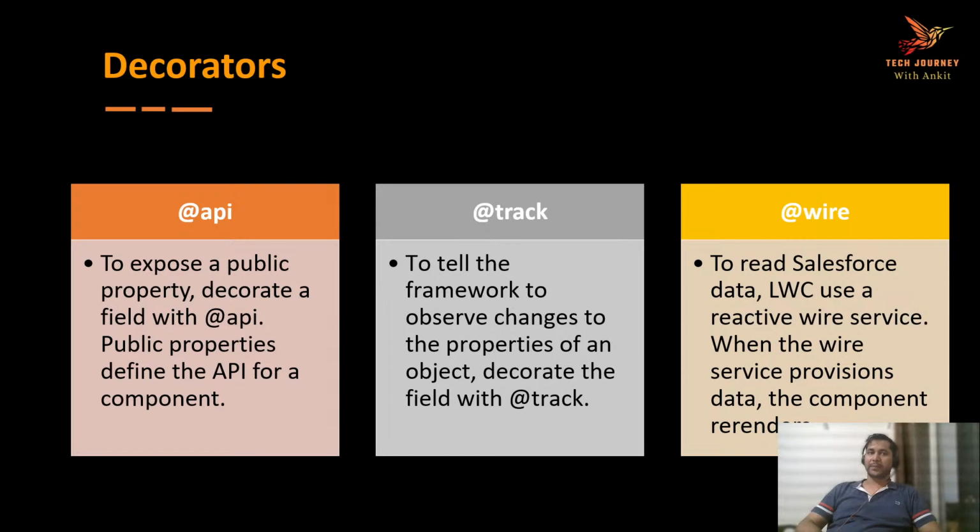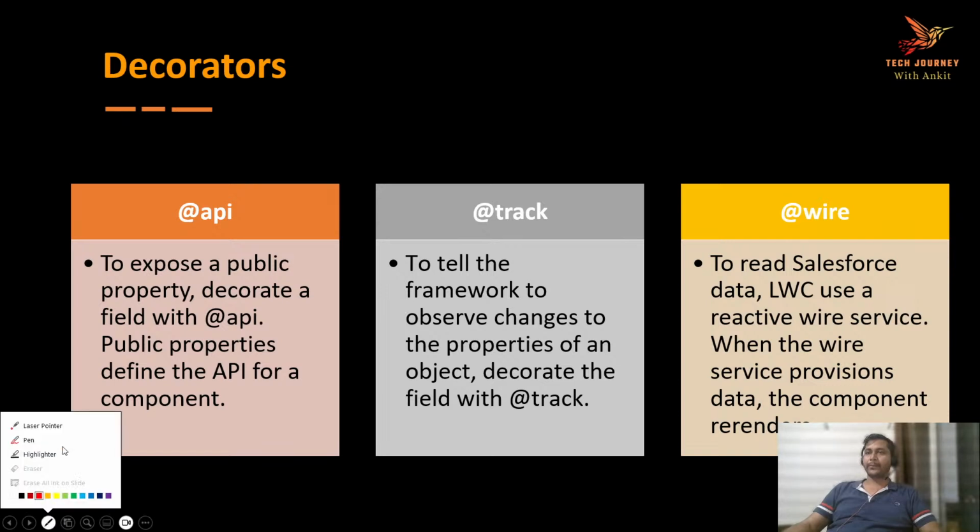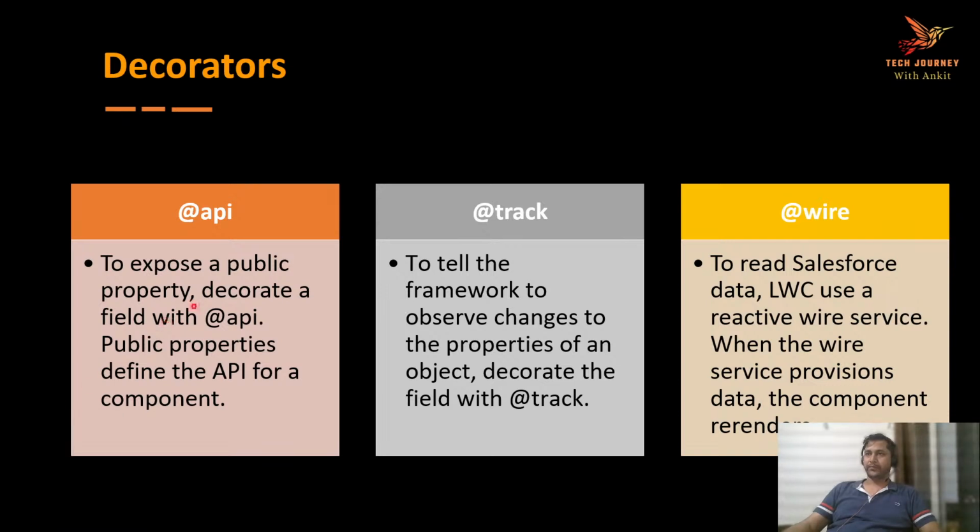Coming towards the decorator part, in LWC we have three different types of decorators. First is the @api decorator, second is the @track decorator, and the third one is the @wire decorator. Now, when should you go for what type of decorator? The @api decorator will be helpful whenever you have to define the public properties in your component.